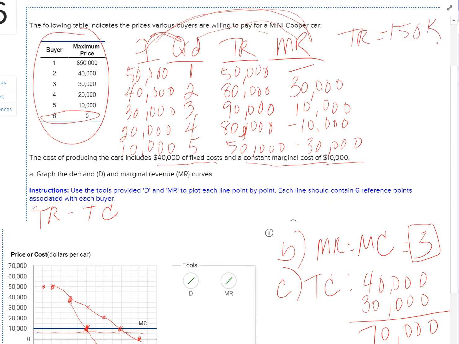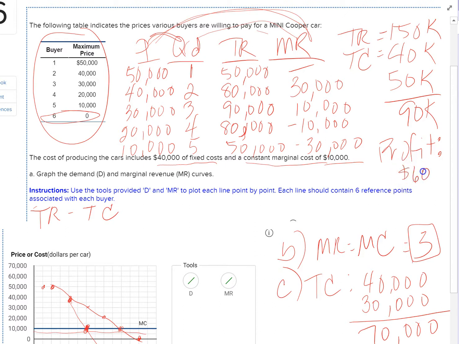And they would have total cost of, and we're going to go back to those cost figures, $40,000, that's the fixed cost, plus the $50,000 because of $10,000 constant marginal cost for each car. So your total cost becomes $90,000. Total revenue of $150,000 minus total cost of $90,000 leaves you with a profit, if we're price discriminating and selling those 5 cars at the price people are willing to pay, of, I know you're way ahead of me, $60,000.